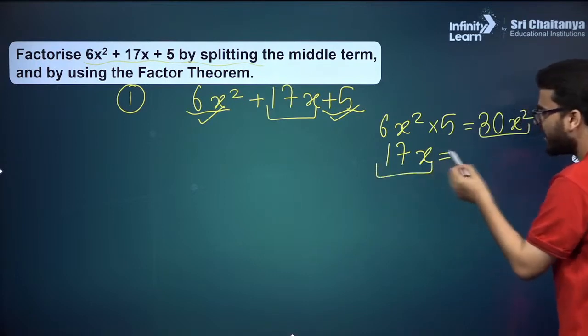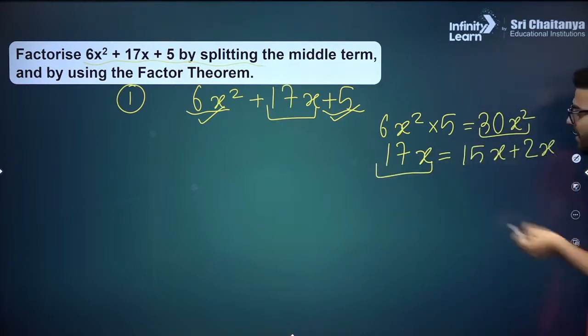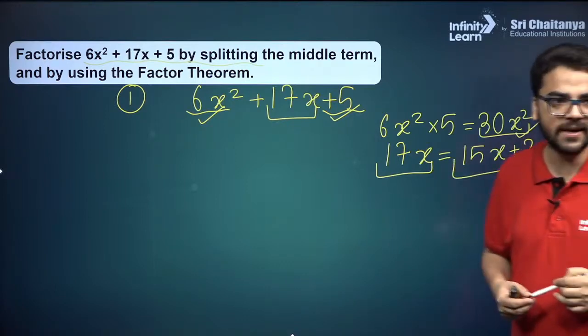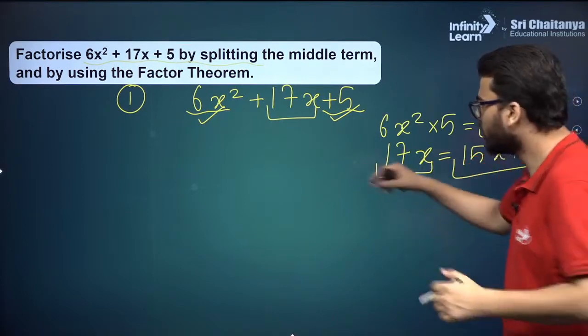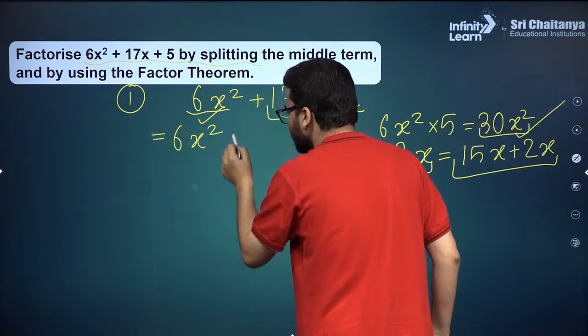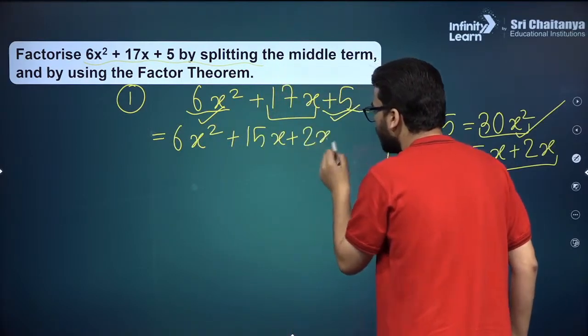So you see 17x, can I write it like this? 15x plus 2x. Why are we writing it like this? Because 15x into 2x will give you 30x square. Is it clear? So in that manner we can do this splitting of the middle term. So this is 6x square plus 15x plus 2x plus 5.